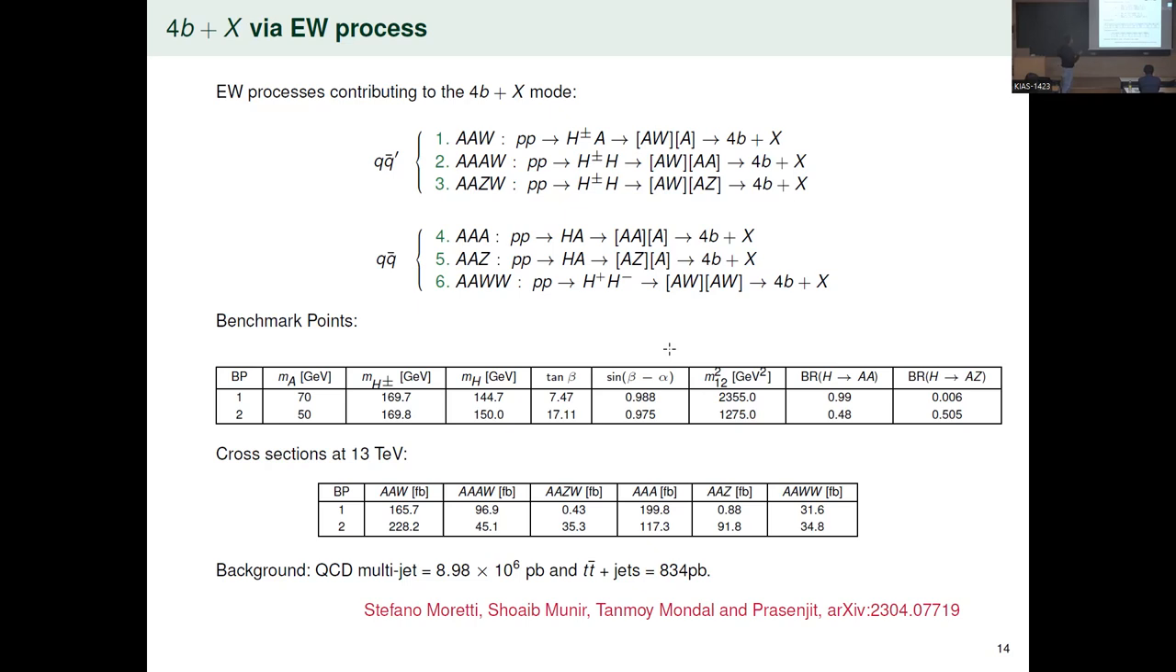Okay, so the inclusive 4b mode has a very strong background coming from the QCD multijet, which is almost 10 to the power 7 picobarn, and the t tbar plus jets background is also there. Anyway, this inclusive 4b final state, when mediated strongly by the electroweak process, can be useful to reconstruct all the masses, starting from the pseudoscalar, which is the daughter particle, to the parent particles, like the charged Higgs and the heavy Higgs. So in the next few slides, I will talk about how we do the reconstruction of these Higgs bosons using the inclusive 4b state.